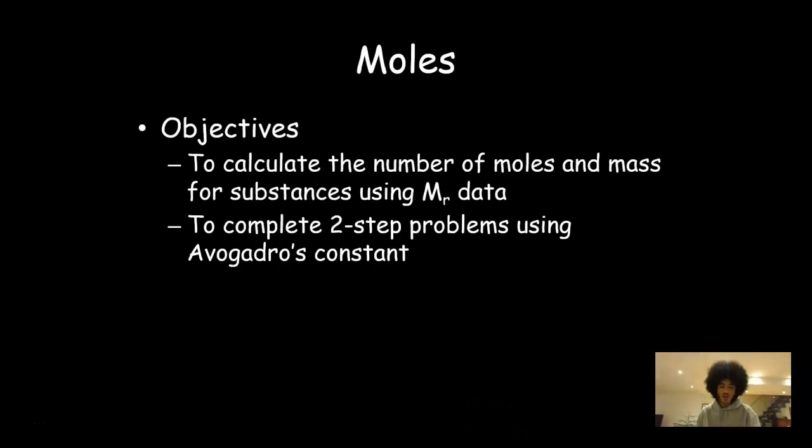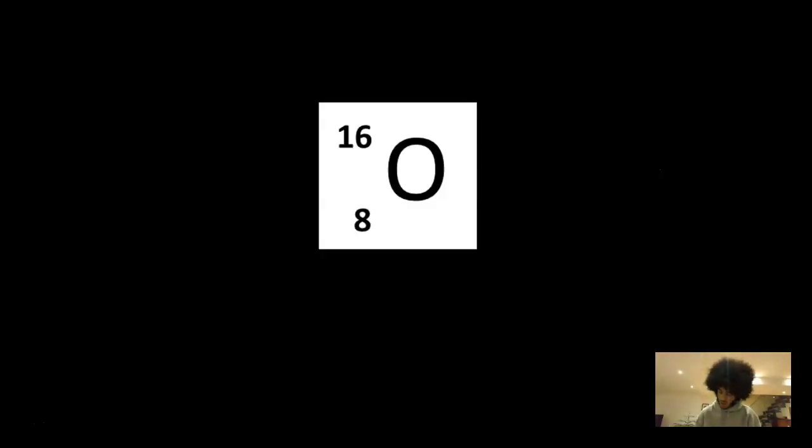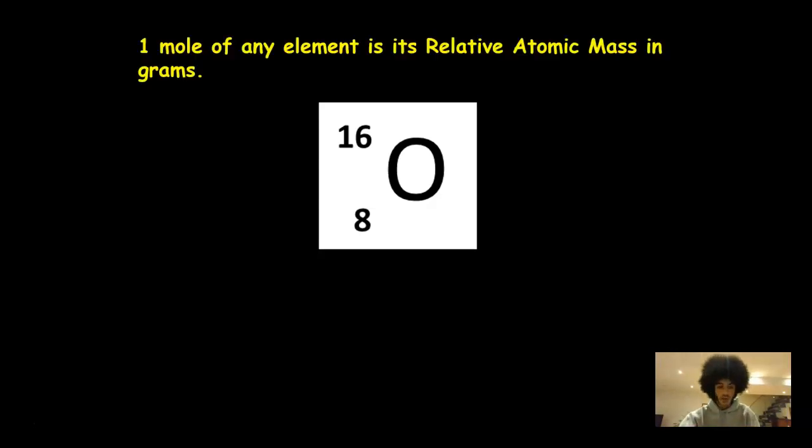So the objectives for today's video are as follows. It's to calculate the number of moles and mass for substances using MR data, and we'll also go through how to complete two-step problems using Avogadro's constant. So first off, I just want to go back to what we learned in a previous video and what you've hopefully learned in previous learning, which is that 1 mole of any element is the relative atomic mass in grams.